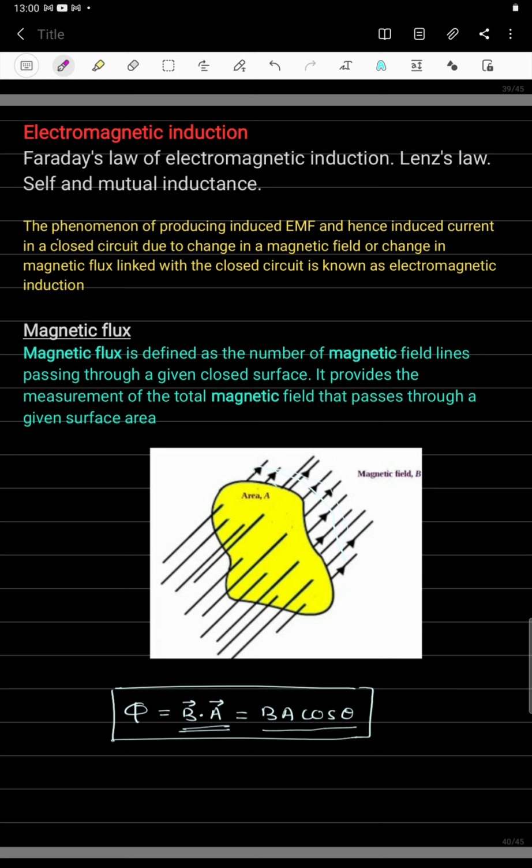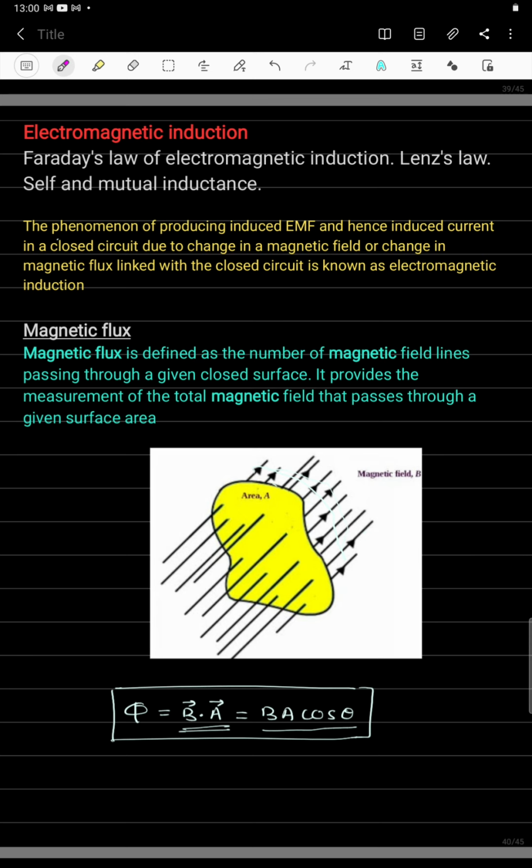Today we'll discuss a new topic, that is electromagnetic induction. In this electromagnetic induction, we'll discuss Faraday's law of electromagnetic induction and Lenz's law, and we'll see self and mutual inductance. So let us see first what is electromagnetic induction.